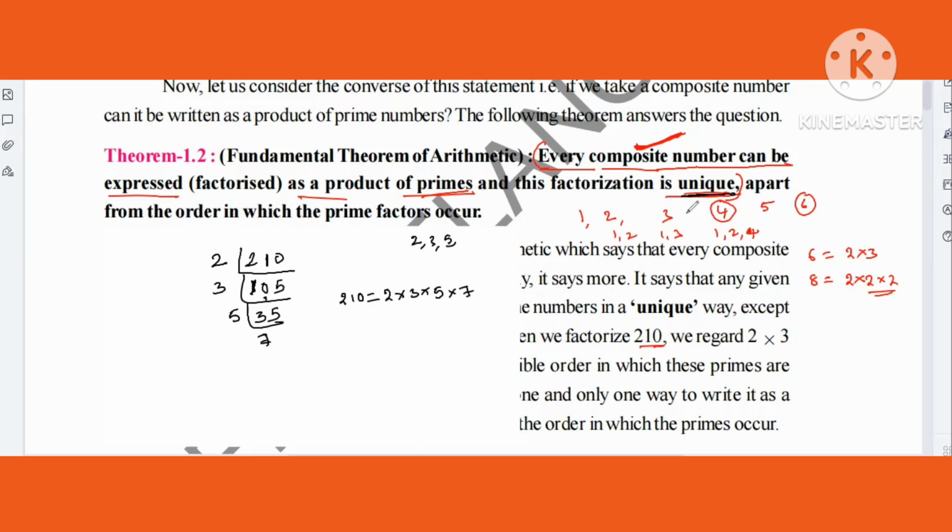Also, apart from the order in which the prime factorization occurs, here the primes are 2, 3, 5, and 7. You can write this in any order. First I can do 5, next 7, then 2, meaning 5 into 7 into 2 into 3. So the order is not important, but we have only these 4 primes to express it as a product of primes. That is the fundamental theorem of arithmetic.